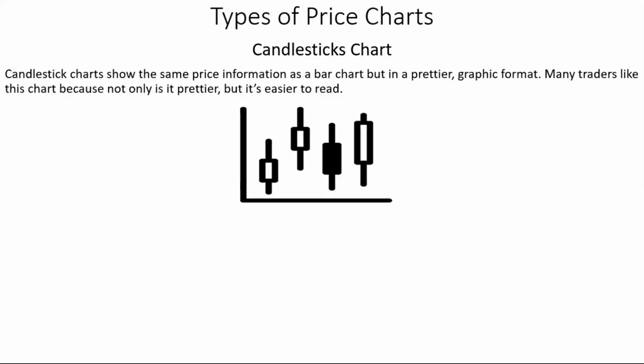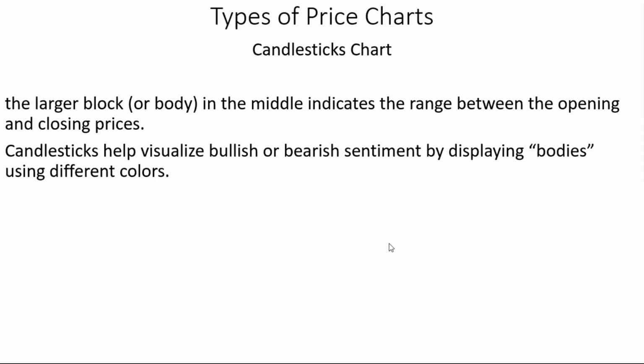Candlestick chart. Right now, the third one is the candlestick chart. Candlestick charts show the same price information as a bar chart, but in a prettier graphic format. Okay, we'll see that. That's the candlestick bar chart. The larger block or body in the middle indicates the range between the opening and the close.